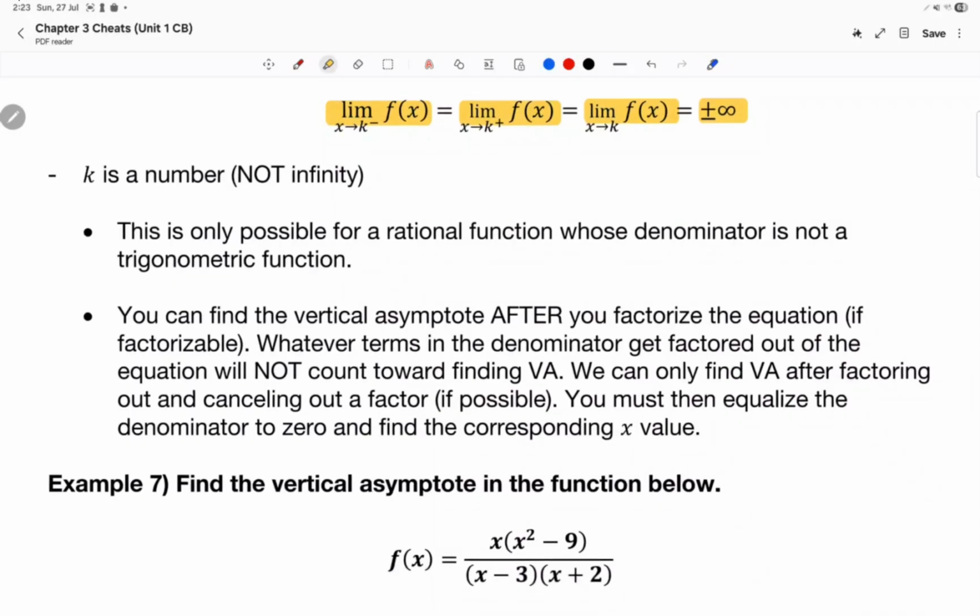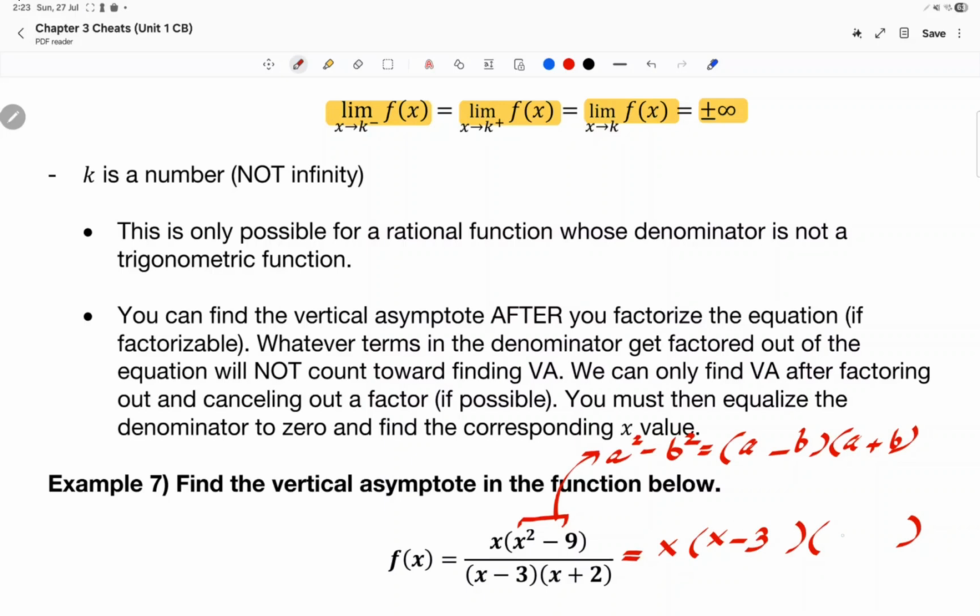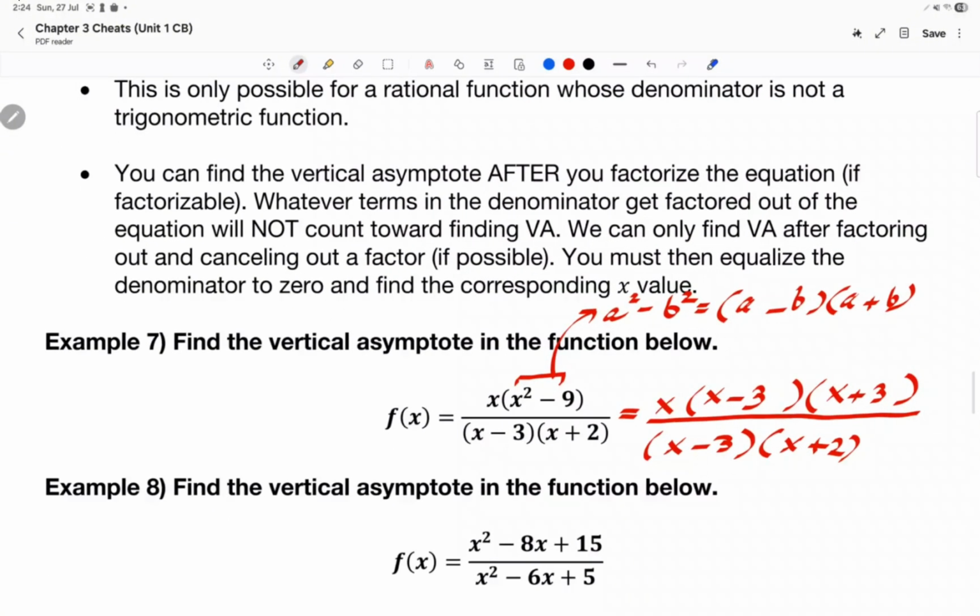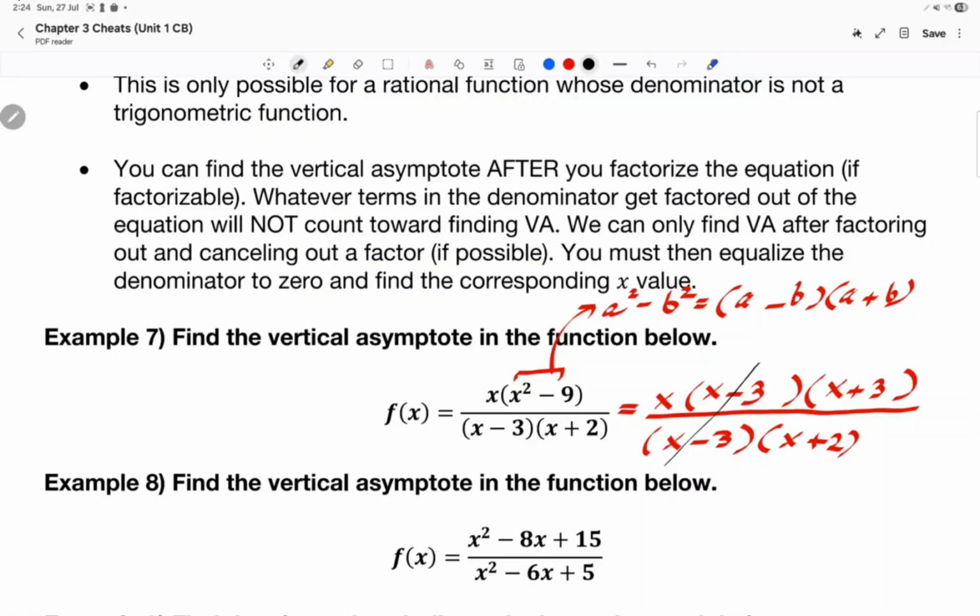Let's see if you guys can solve this one. So this one here looks like a squared minus b squared, so a minus b times a plus b. So x minus 3, x plus 3 over x minus 3, x plus 2. So these will cancel. So we're going to have x plus 3 over x plus 2. Okay.